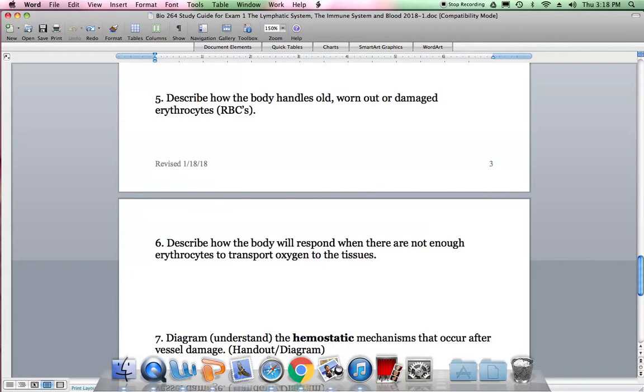If the body for some reason can't make enough red blood cells, like if there's not enough iron in the diet, or you're not absorbing enough iron, or for any other number of reasons, or if the person loses some blood, has some bleeding, that can lead to anemia.